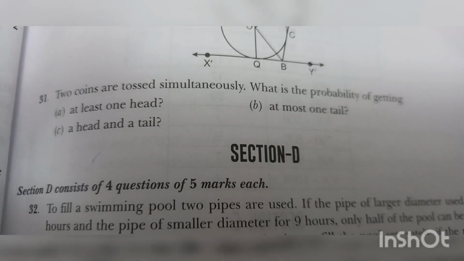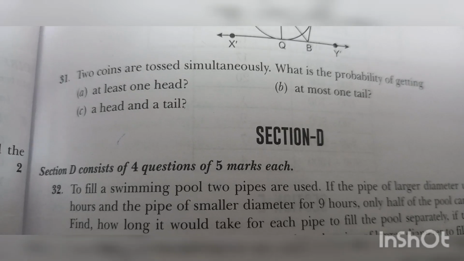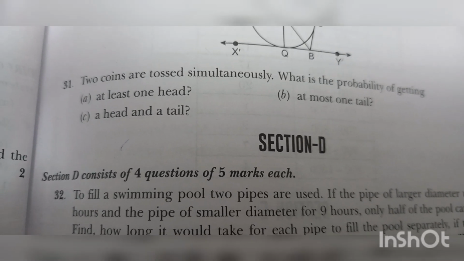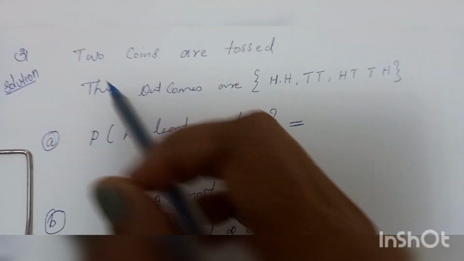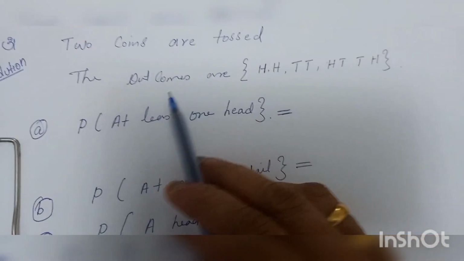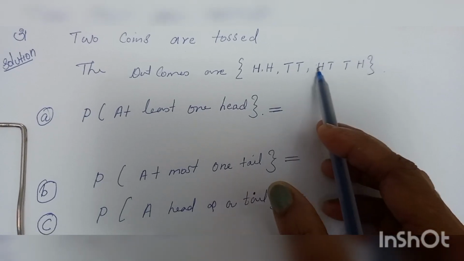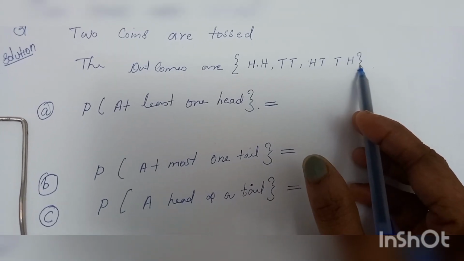Question number 31. 2 coins are tossed simultaneously. What is the probability of getting at least one head, at most one tail, a head and a tail? So let's do the problem. 2 coins are tossed. The outcomes are head-head, tail-tail, head-tail, tail-head.